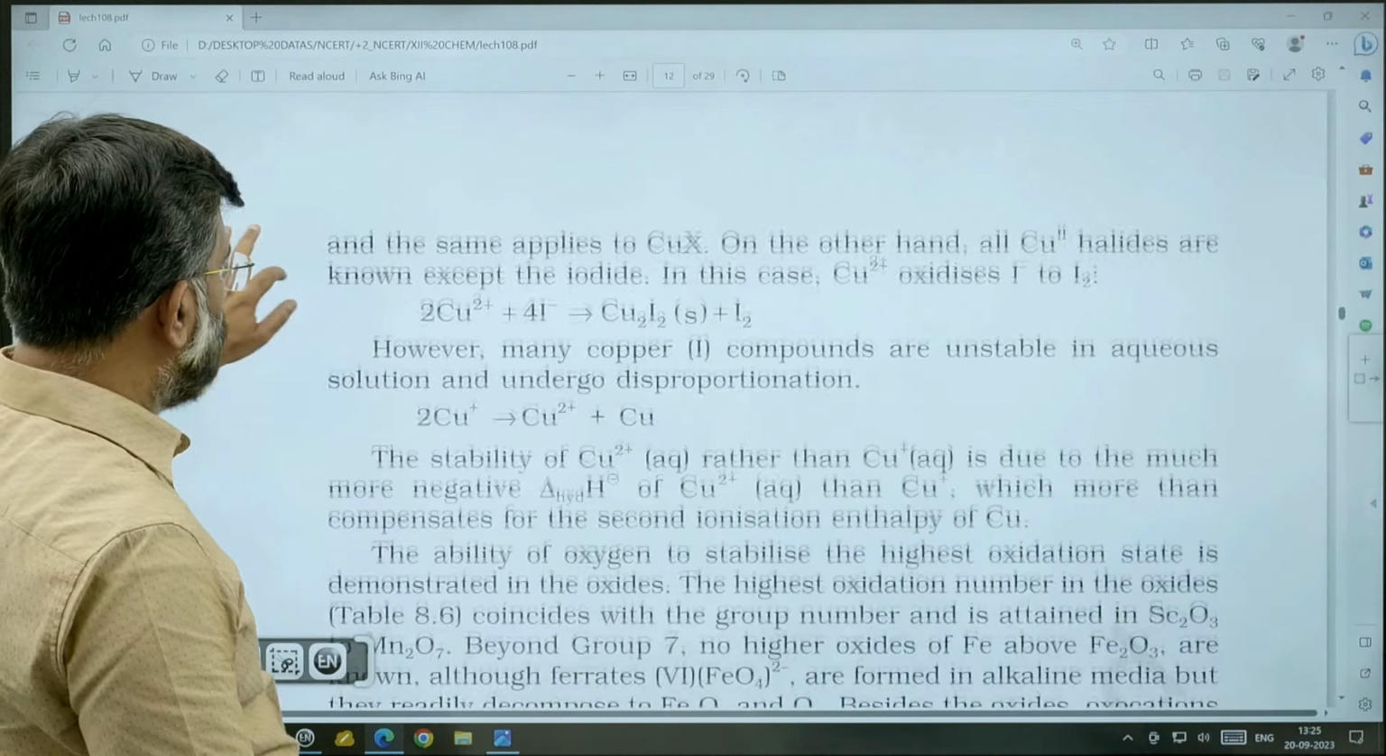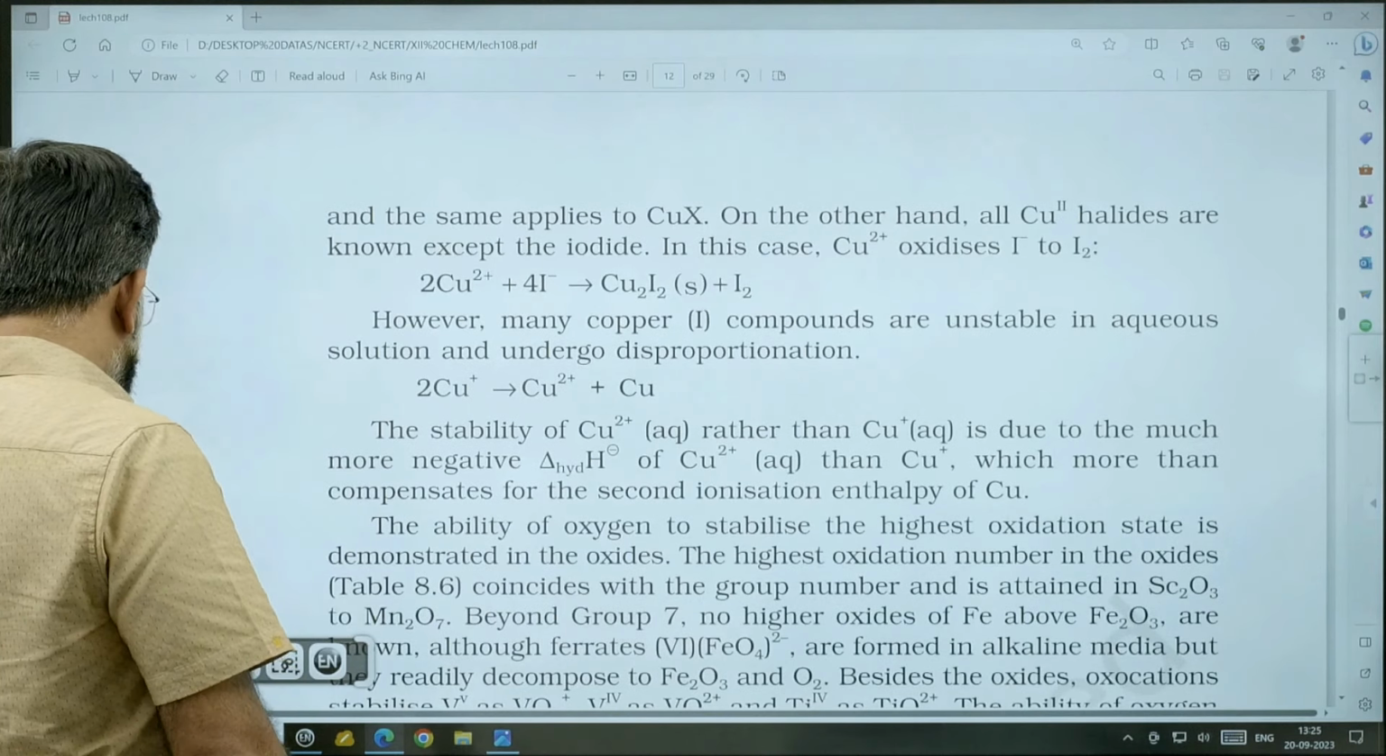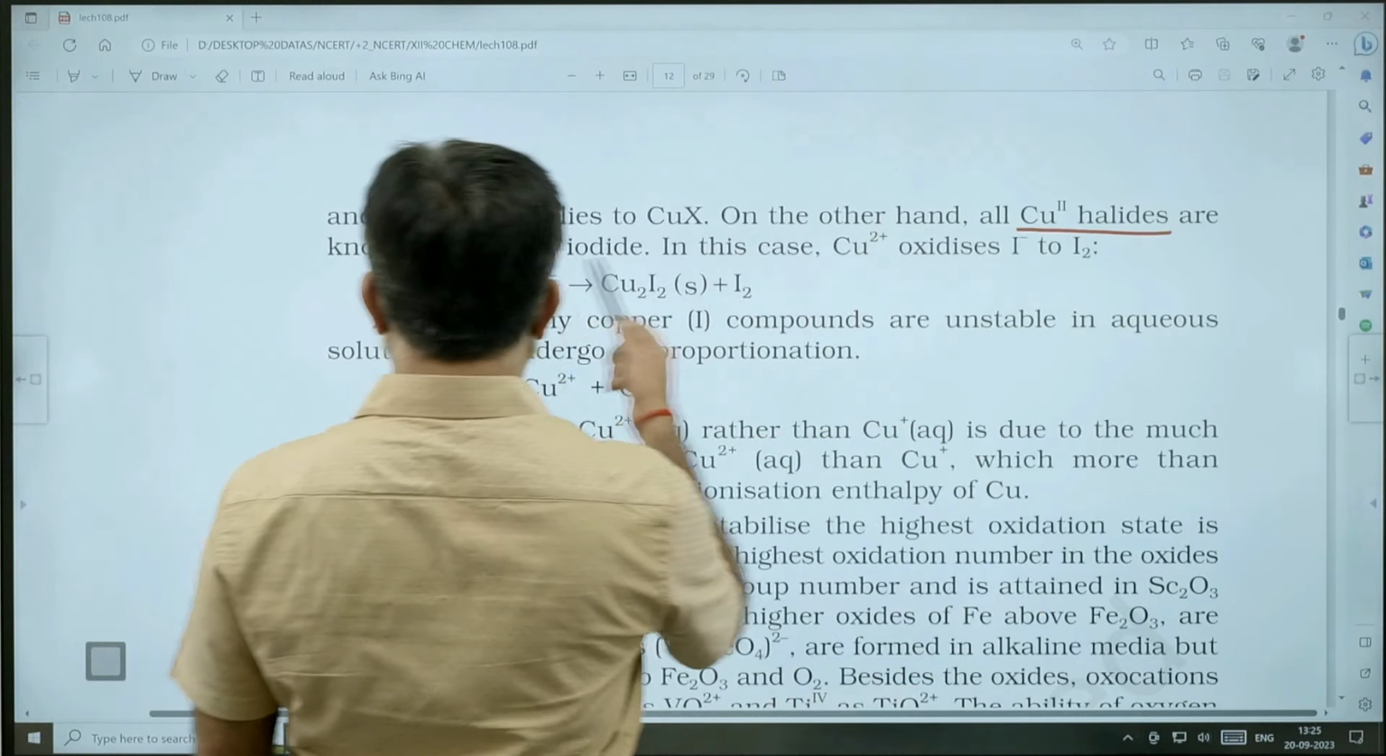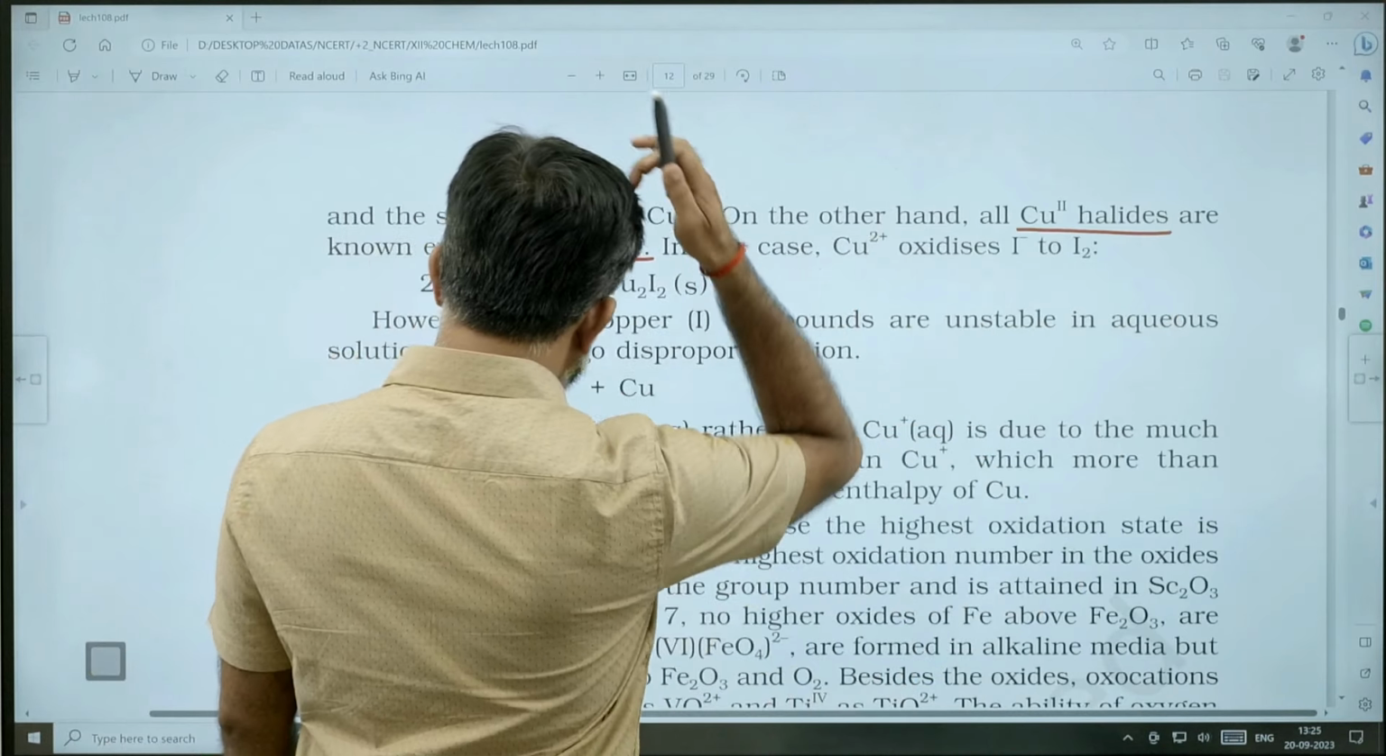This is also an important area where CuI2 does not exist. You see that? Cu2+ halides exist, except the iodide. What is the problem with iodide?